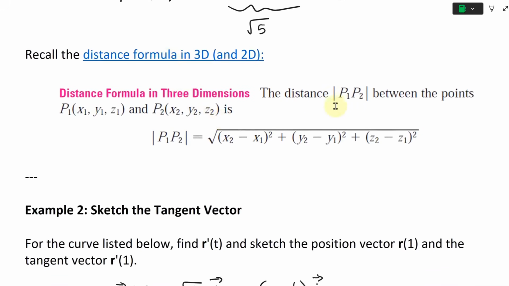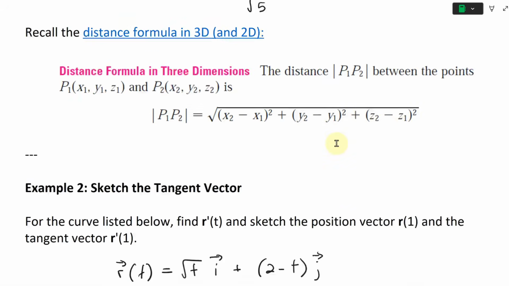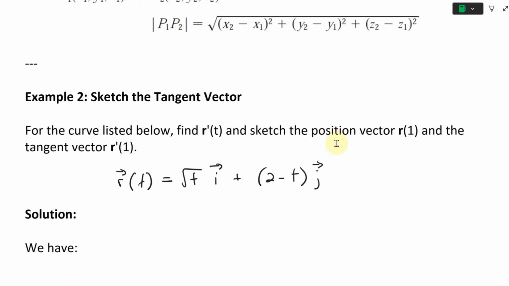Basically, the distance between P1 and P2, you just write it like this, P1, P2, and those are the points there. The distance between those points is equal to the square root of the squares of the differences of all the components, so x2 minus x1 squared plus y2 minus y1 squared plus z2 minus z1 squared, all under the square root. All right, so now that we have that, let's go over example 2.